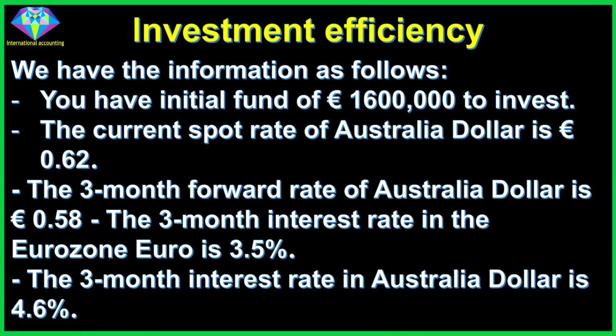Number 1. We have the information as follows. You have an initial fund of €1,600,000 to invest. The current spot rate of the Australian dollar is 62 cents. The 3-month forward rate of the Australian dollar is 58 cents. The 3-month interest rate in the Eurozone is 3.5%. The 3-month interest rate in Australia is 4.6%.